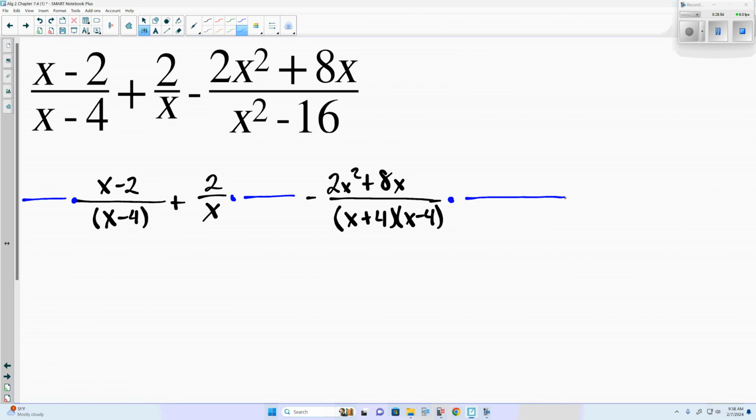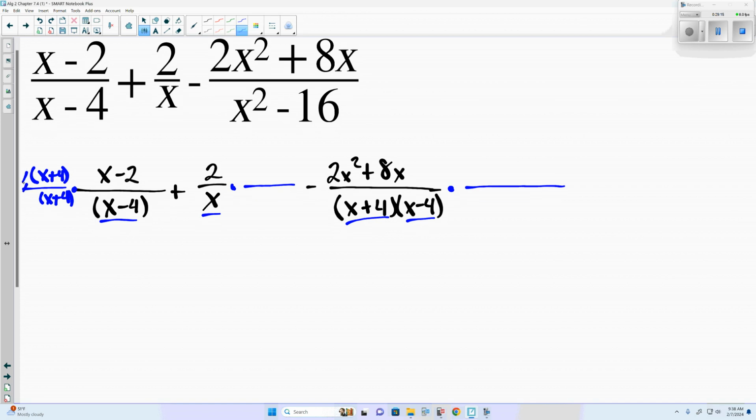So if we look at our first one, it has an x minus 4. But one of the others does have an x minus 4 and an x. So this first one's going to need an x plus 4 on top and bottom. Is there anything that the middle one has that our far left one doesn't? So we'll also need an x. So we do the same thing. We're just doing it with 3 denominators.